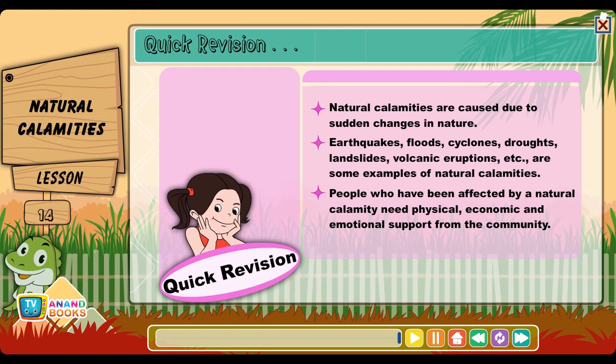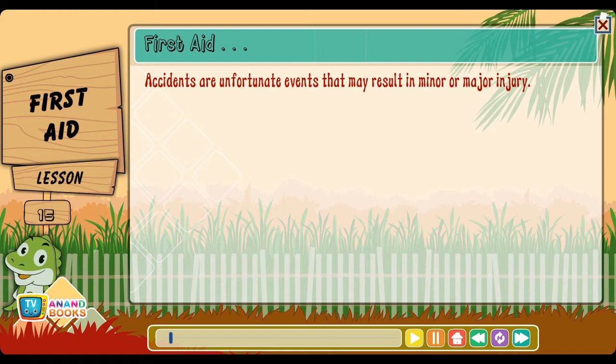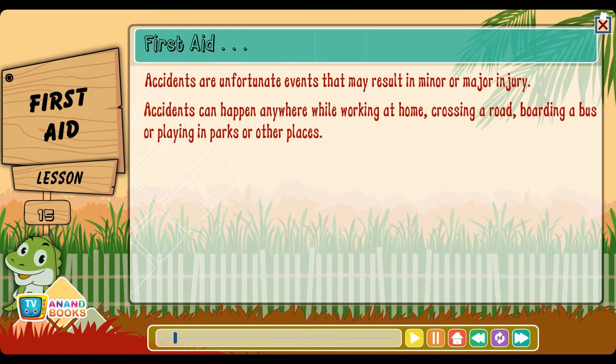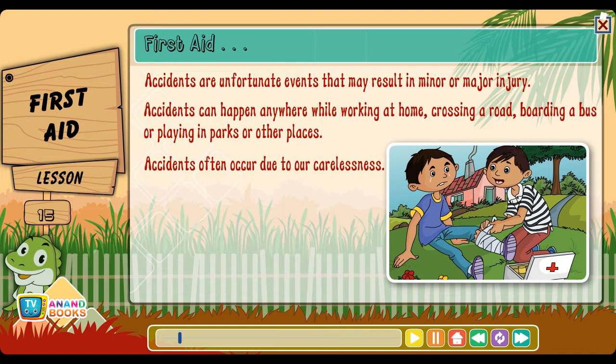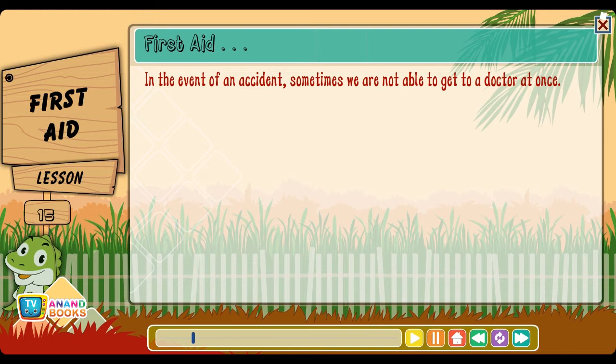Lesson 15. First Aid. Accidents are unfortunate events that may result in minor or major injury. Accidents can happen anywhere, while working at home, crossing a road, boarding a bus, or playing in parks or other places. Accidents often occur due to our carelessness. Although accidents can take place even after we take all precautions, they can be minimized by being alert and by taking precautions. In the event of an accident, sometimes we are not able to get to a doctor at once.